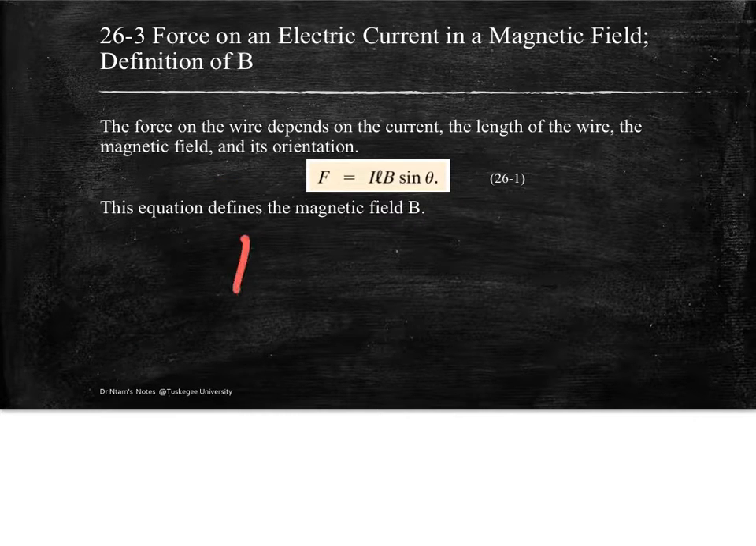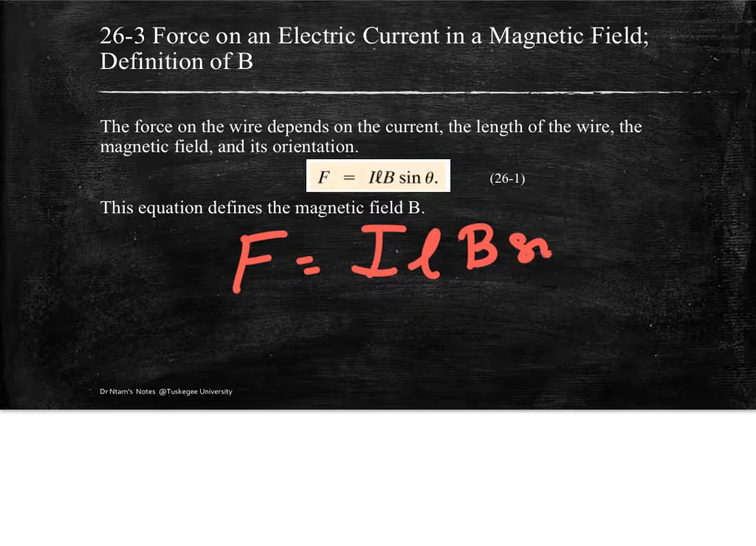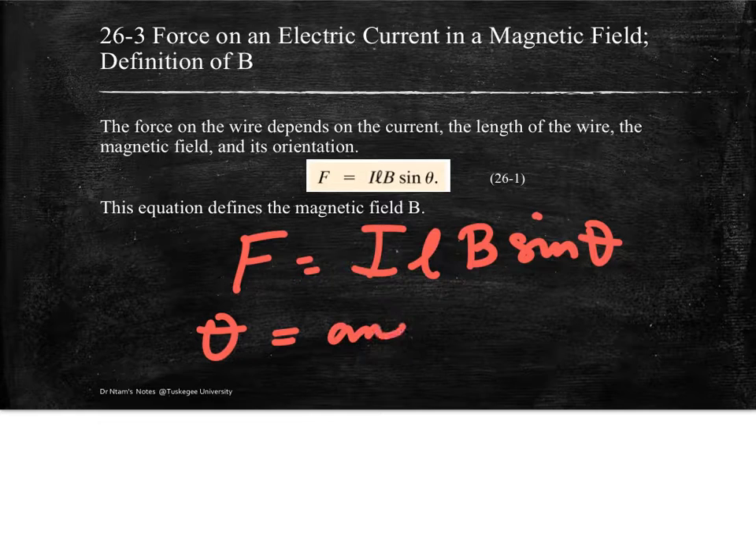Now the magnitude of the force is given by this equation, I L B sine of theta, where theta is the angle between the conductor and the magnetic field.